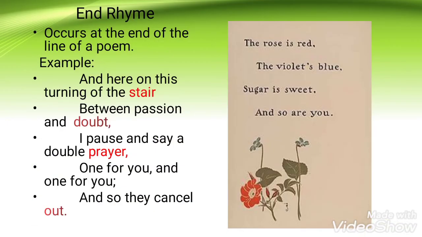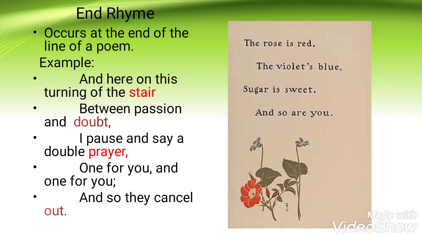End rhyme occurs at the end of the line of a poem, and it is the most frequent type of rhyme. It occurs at the end of a verse line. For example, the rose is red, the violet is blue, sugar is sweet, and so are you. Please keep in mind the pronunciation. You and blue, it is called end rhyme.